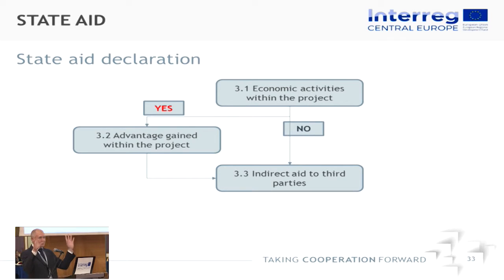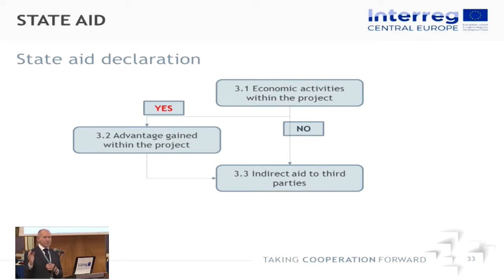You might have that the project partner is receiving some direct aid from the program for performing economic activities, but you might have also the case in which the project partner is not receiving aid, but is transferring aid to somebody else. It could be the case, for example, of an agency, a regional development agency in the project, which is project partner, which is also organizing a training for SME for free.